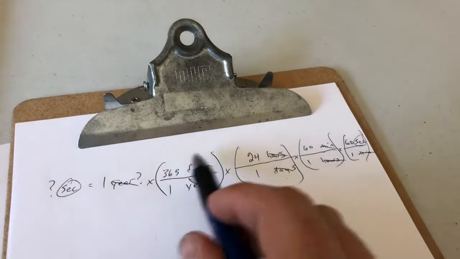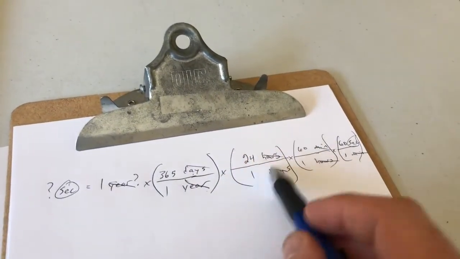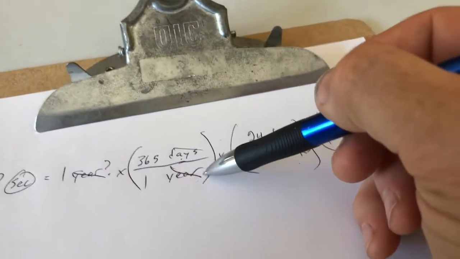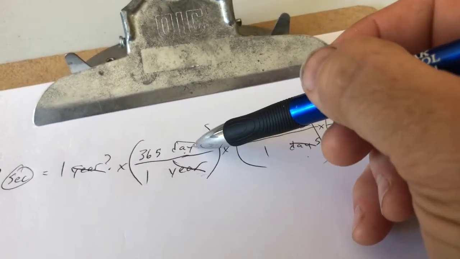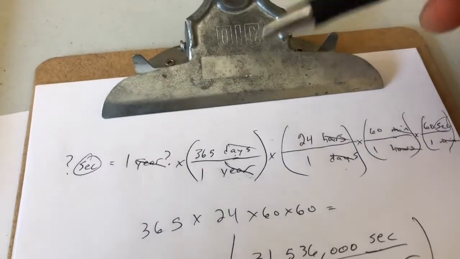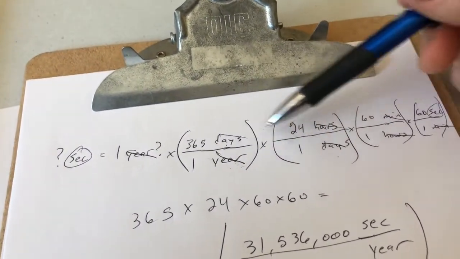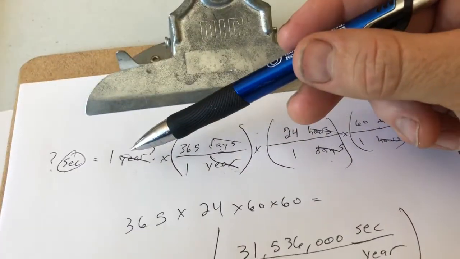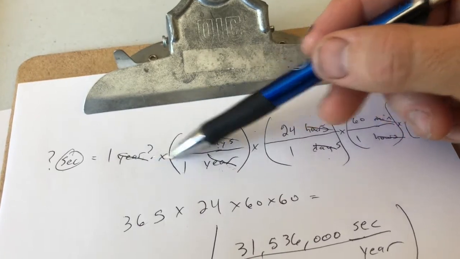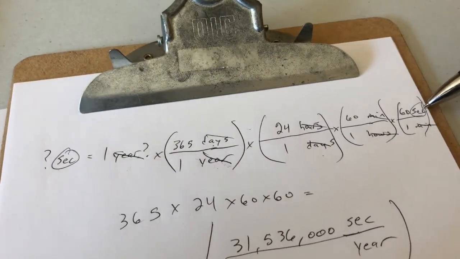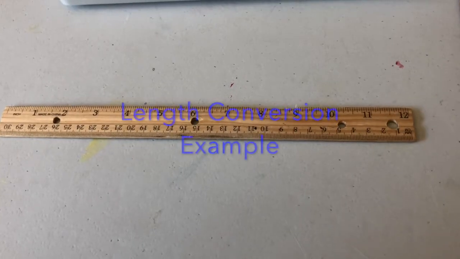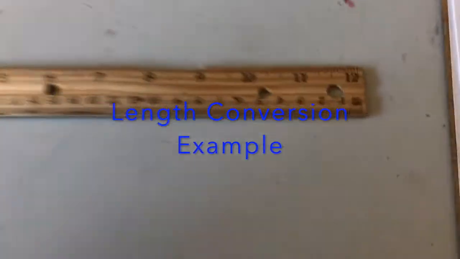1 year times 1 times 1 times 1 times 1, except each of those ones was a translator. So really what we're doing here through dimensional analysis is paying attention to what's on the top and what's on the bottom, and we're intentionally canceling them out. We're just taking something in one language and translating it into a different language without changing how big it is. Let me show you what I mean with this ruler right here.